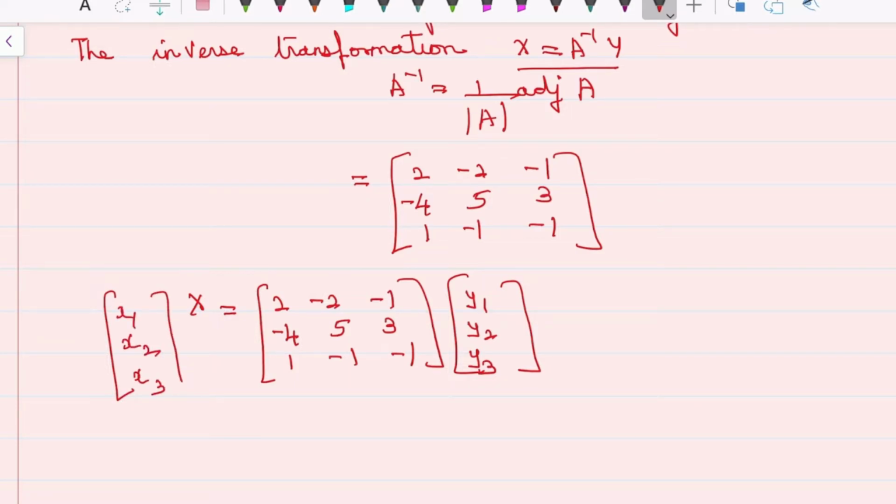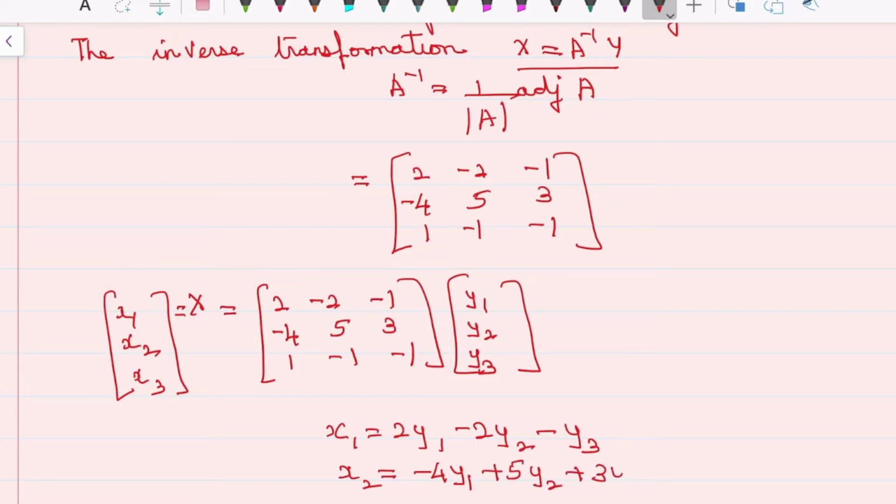So when you multiply the two matrices, you get x1 as 2y1 minus 2y2 minus y3, x2 as minus 4y1 plus 5y2 plus 3y3, and x3 as y1 minus y2 minus y3. So this is your inverse transformation.